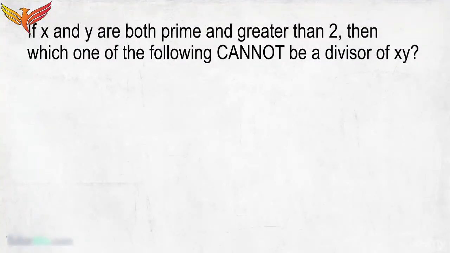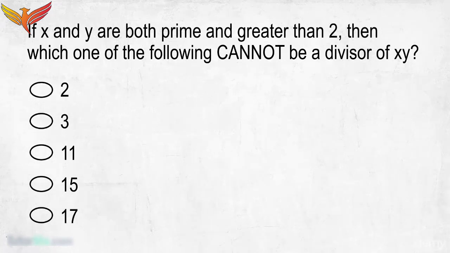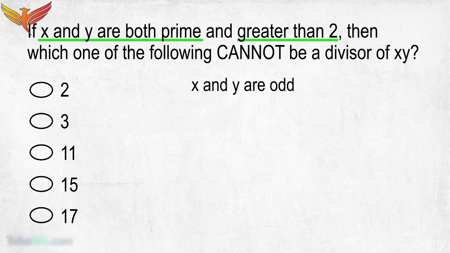If x and y are both prime and greater than 2, then which of the following cannot be a divisor of xy? We're told that x and y are prime, so we can start there. We're also told that they're both greater than 2. Since x and y are prime and greater than 2, they must be odd. Since x and y are odd, then their product, xy, must also be odd. Therefore, 2 cannot be a divisor of xy.